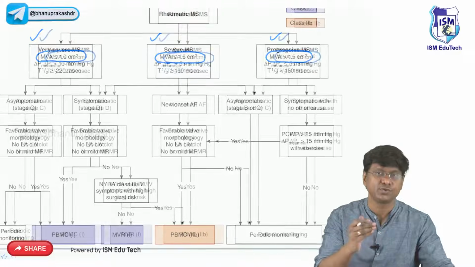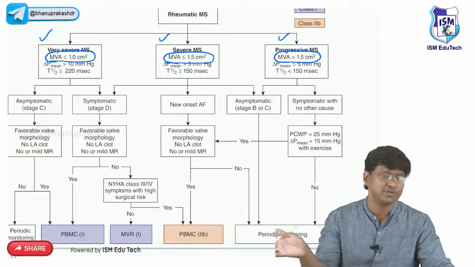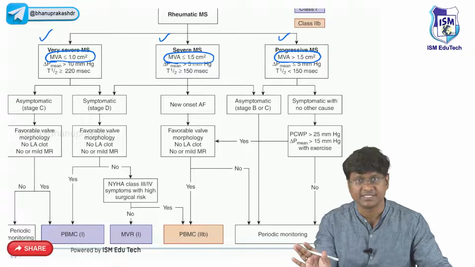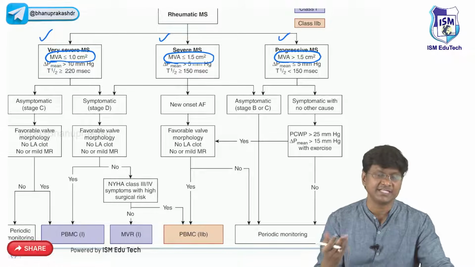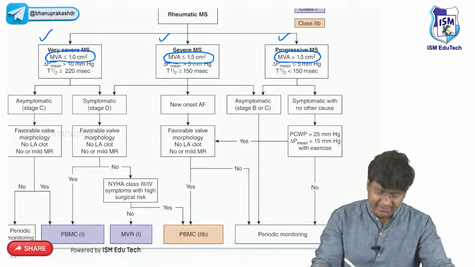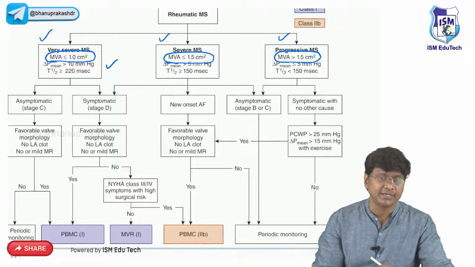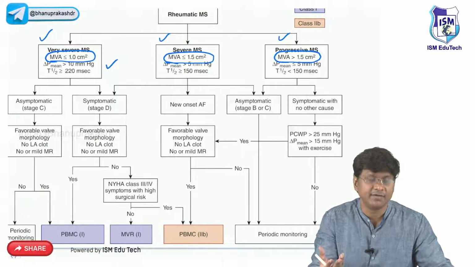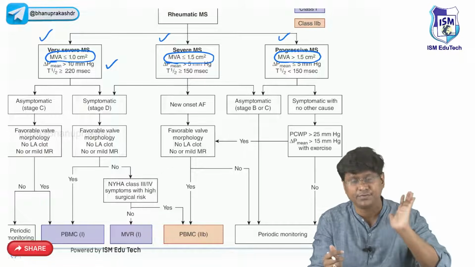Actually, previously we used to call it mild, moderate, severe. That terminology is taken out now. What they are using now? Progressive, severe, and as well as very severe. Okay, right? And it has been classified not only based on the valve area, even based on the gradient across the mitral valve and as well as the T half time. That is the time required for half of the blood to move from left atrium to left ventricle.